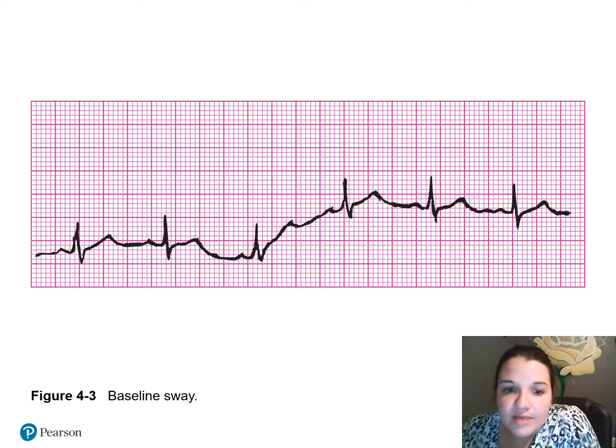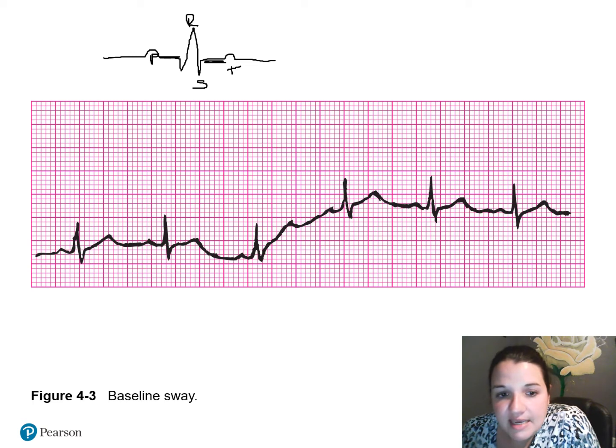All right, here's your baseline. So remember, in chapter 2, we talked about the difference between your segment and your baseline. If I am a flat line in between my P and my QRS, that is the PR segment. And if I'm the flat line in between my QRS and my T wave, that is my ST segment.